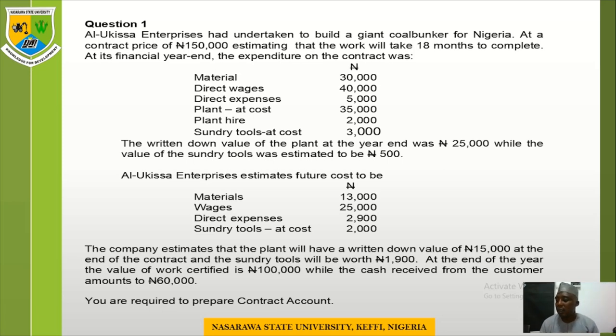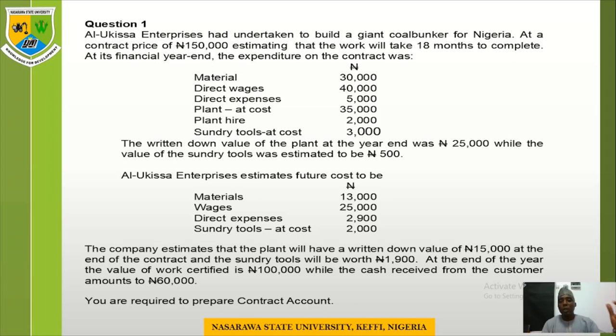That is that. So the expenses as far as this question is concerned are the direct materials, direct wages, direct expenses, and then depreciation, including plant and hire. This was the expenses incurred during the execution of what? The work.